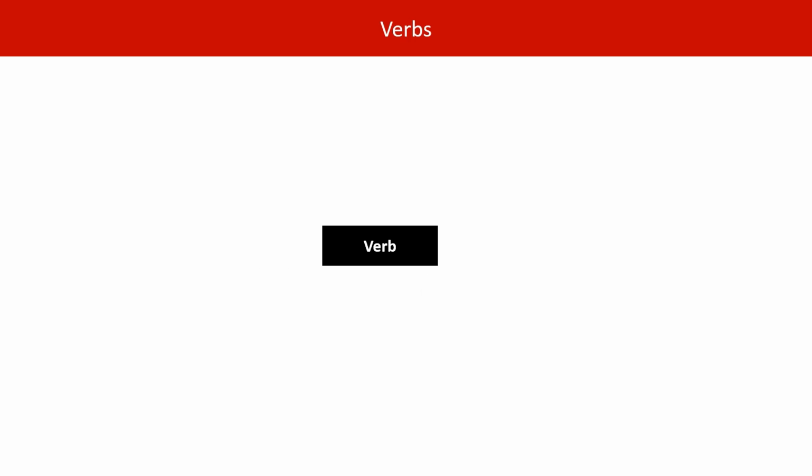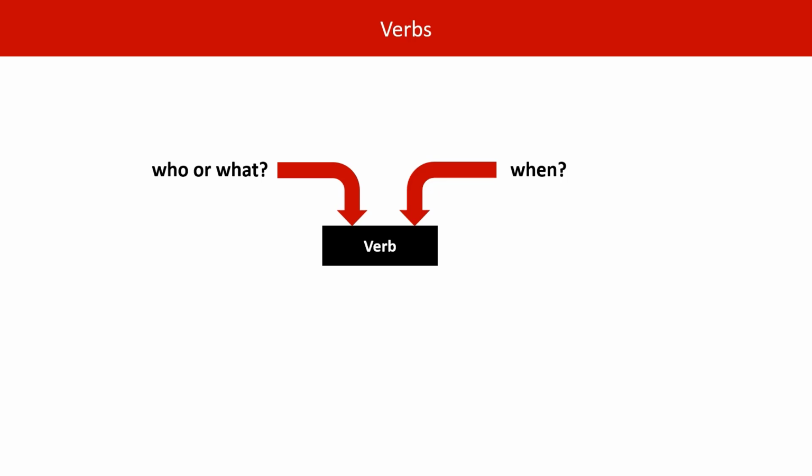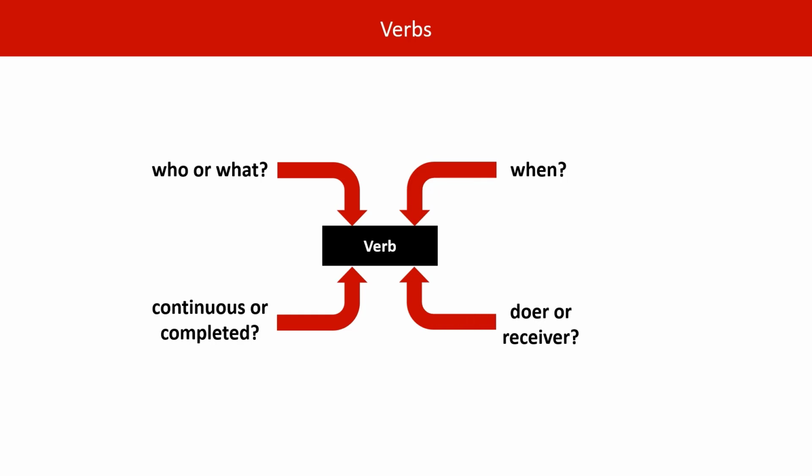Every time you use a verb, there are some things you need to consider. For example, who or what is carrying out the action, or being. Remember, it can just be about being. When did the action occur? Is the action continuous or is it completed? And is the subject of the verb the doer or the receiver of the action? Okay, we're going to look at all of these in a little bit more detail. I just want to make the point that these are the things you need to know before you can choose your verb.